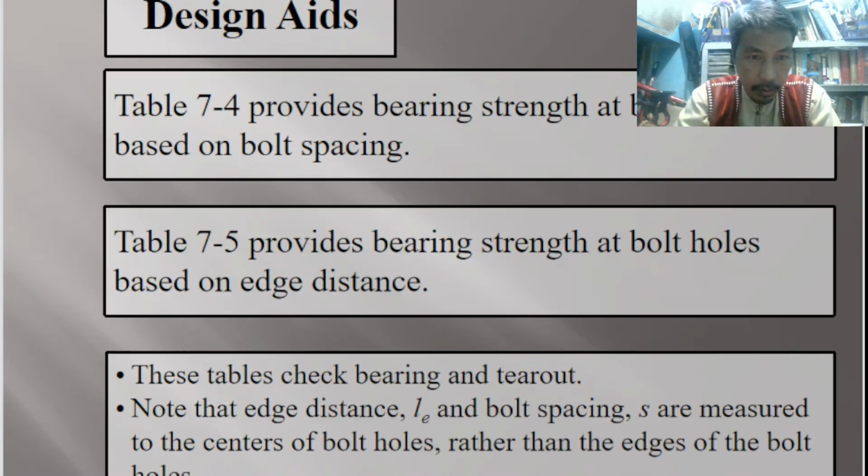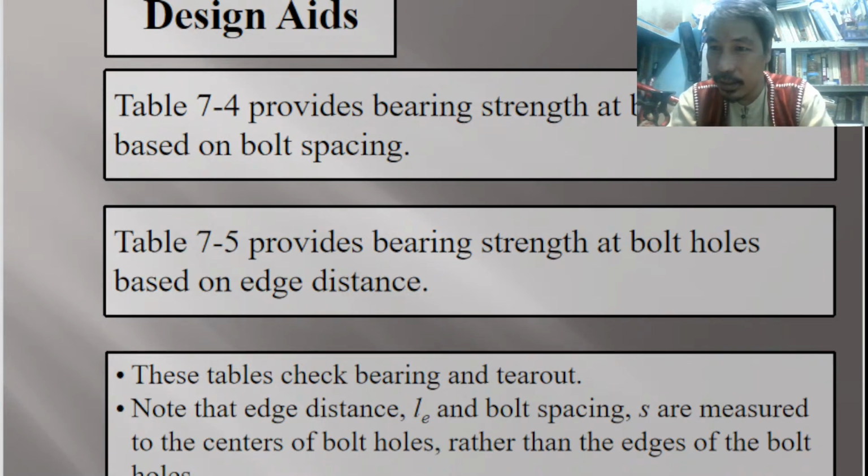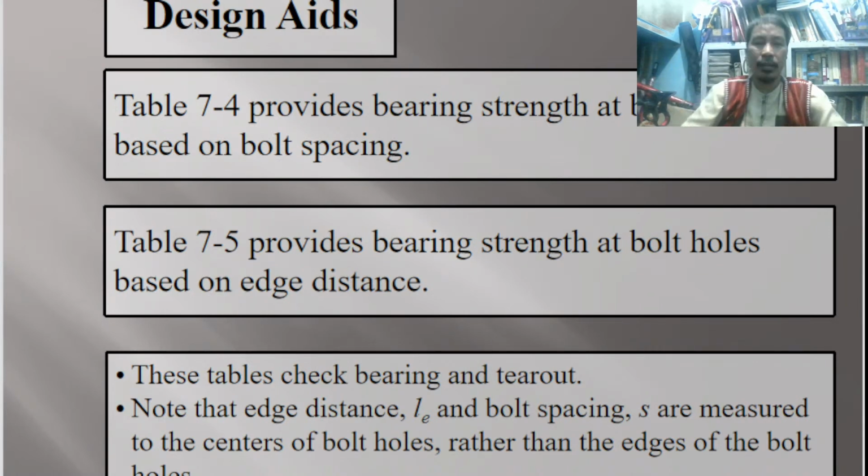Again, table 7-4 provides bearing strength at bolt holes. Table 7-5 provides bearing strength at bolt holes based on edge distance. These tables check bearing and tear out. Note that edge distance, effective length, and bolt spacing s are measured to the center of the bolt holes rather than the edge of the bolt holes. So there are 2 types of hole-to-hole distance: center to center or edge to edge of the holes. And that is the last slide for the day.